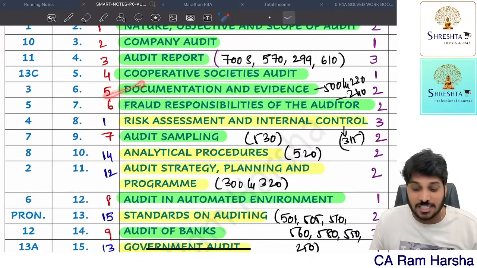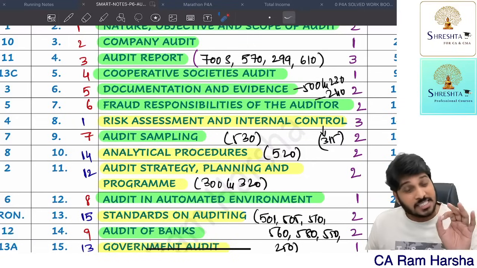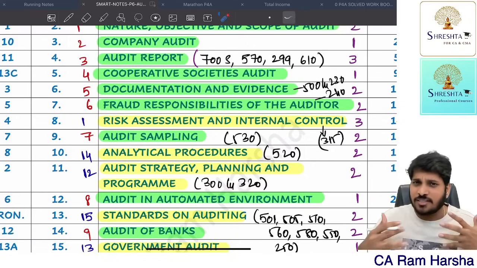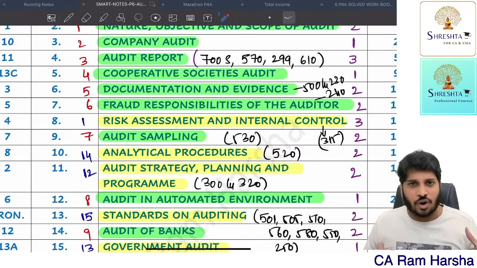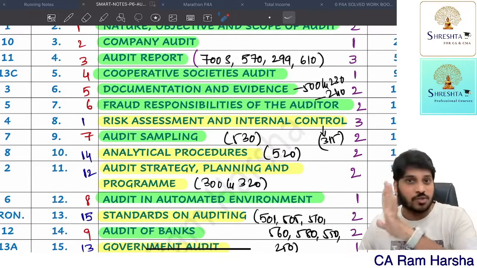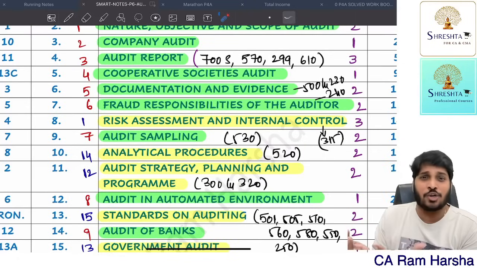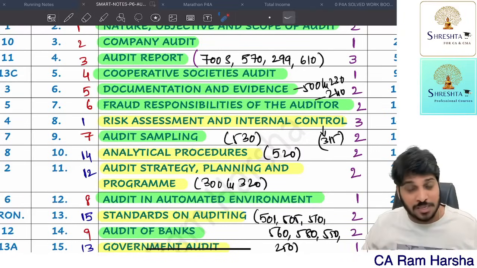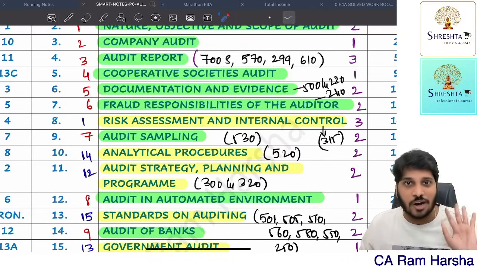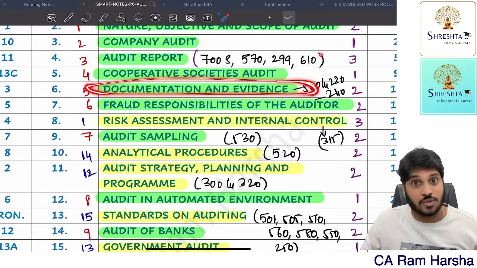Then documentation and evidence. In documentation and evidence, there is SA 500, SA 230, and there is a standard called 330. For you, SA 330 is not applicable as such. We have totally 35 standards on auditing. At CA Inter, 9 standards we don't have, but some topic related to those 9 standards is also tested. One standard which you don't have explicitly is 330. But 330-related contents are covered in documentation and evidence very clearly.